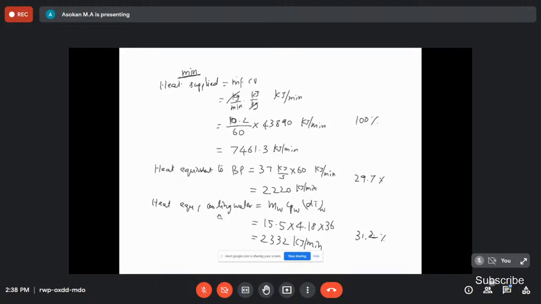Then heat equivalent to cooling water. So already we know m Cp delta T. So mass of water, specific heat capacity of water, and the difference of temperature. The difference of temperature is given directly, 36 degrees Celsius.